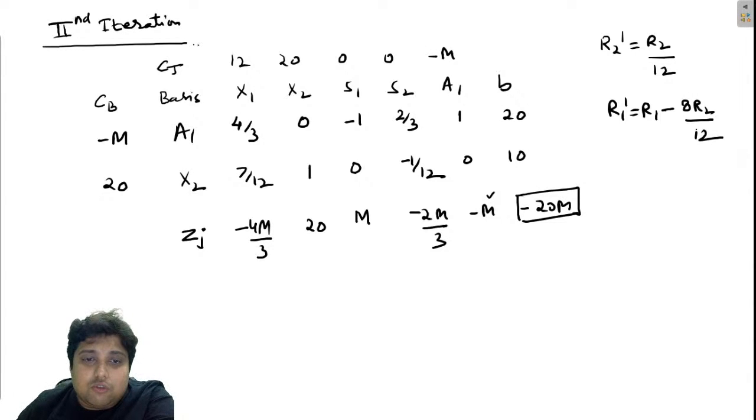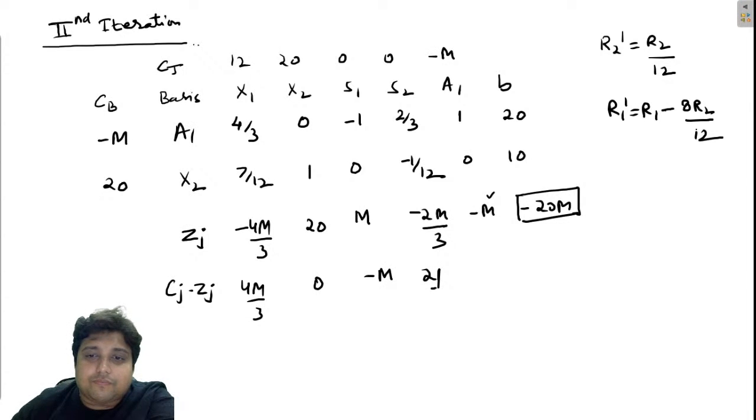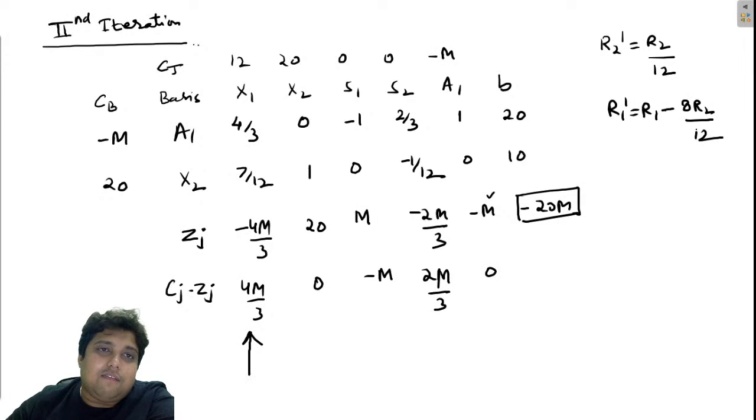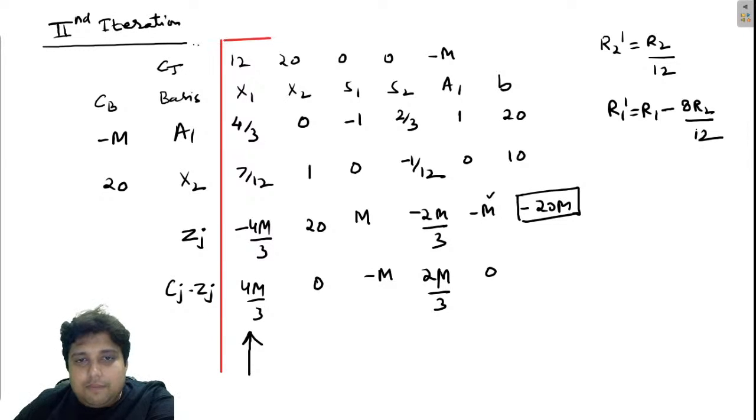Now to check whether this solution is optimal or not, we will calculate Cj minus Zj. So 12 minus 4M by 3, that is plus 4M by 3, 0 minus M, 2M by 3, 2M by 3 minus M. Minus minus M is 0. So this becomes the entering variable. Let me just mark this column here.